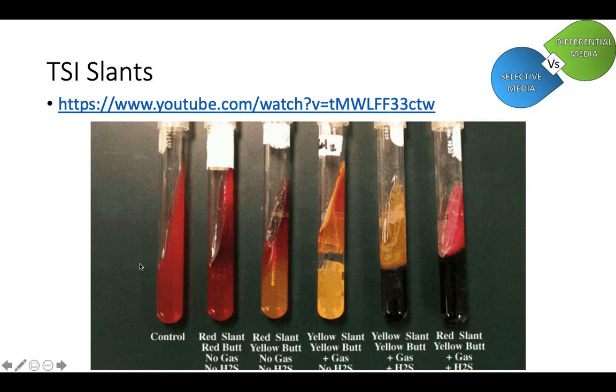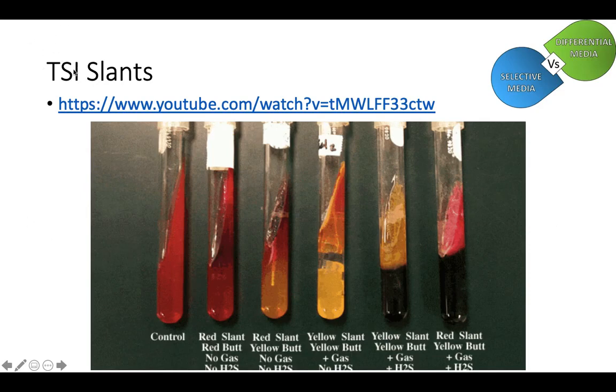In this slant, there's two pieces of it. You can see here, this is a perfect example. This one's broken into the two pieces. You draw a line, you see the slant part. I'm going to outline that. Right here is called the slant. And then down here where it's broken off, you see the butt. So the different color combinations between the slant and the butt is what you're going to use to diagnose the bacteria. So how does this work and what's going on here?